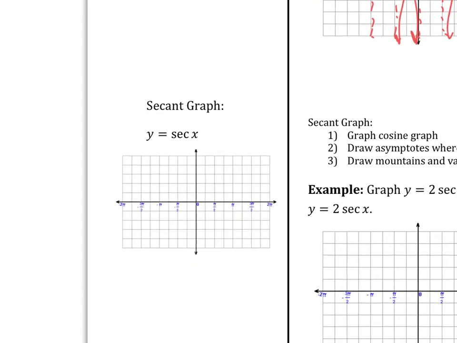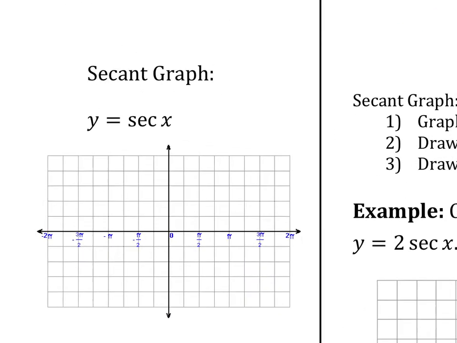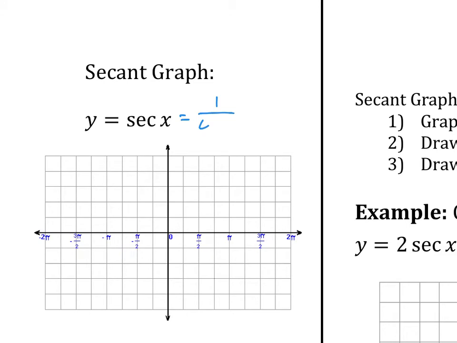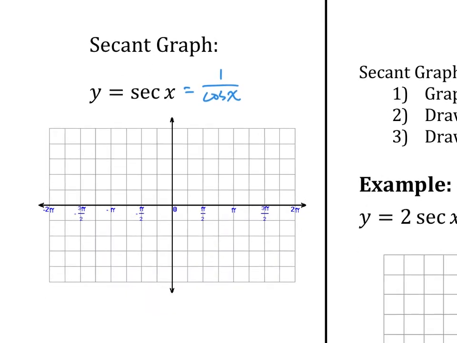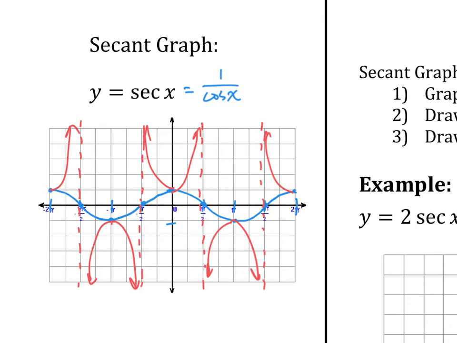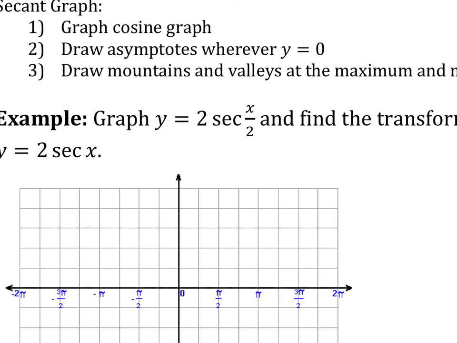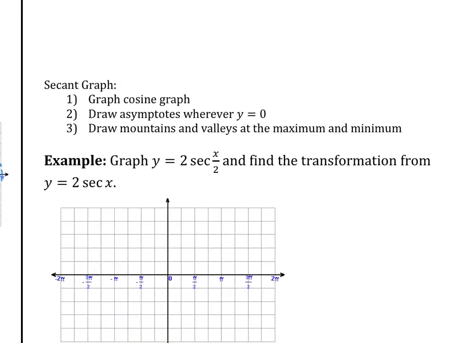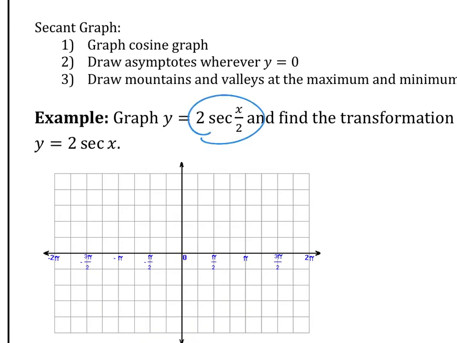All right, let's try the next one, secant. So again, this is the same idea. So this is 1 over cosine. So same thing. Now, instead of drawing sine, you're going to draw cosine. And then wherever cosine reaches 0, you're going to draw the vertical asymptotes and then draw the u's. Okay, so go ahead and try this one and then come back and check your answer. Okay, please check your answer. Did you get the correct graph? All right, so let's go ahead and try this one. Okay, so we're going to graph this one.